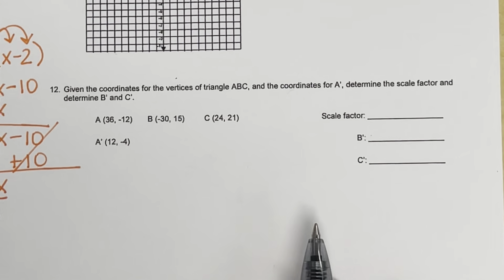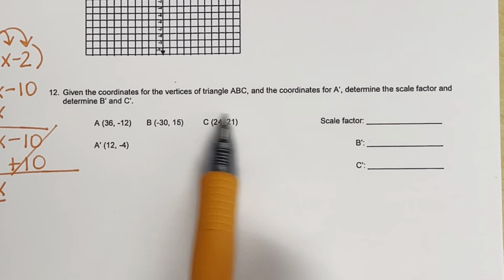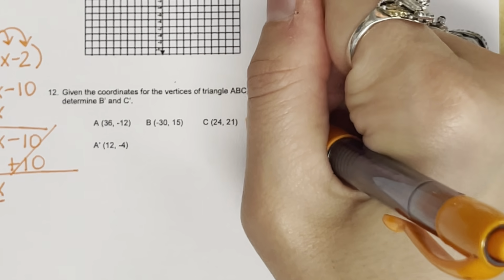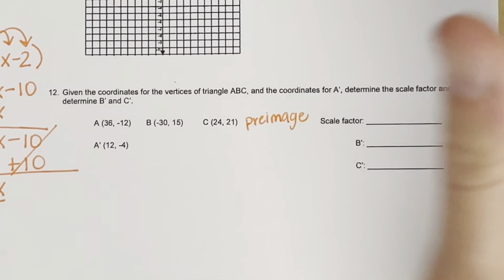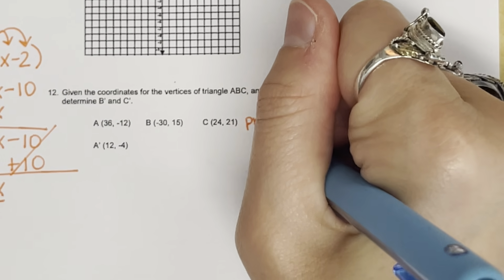All right, last question. Number 12. Given the coordinates for the vertices of triangle ABC and the coordinates for A prime, determine the scale factor and determine B prime and C prime. So what I have here is my original, these are my pre-image. The new one here with the tick marks are my image.